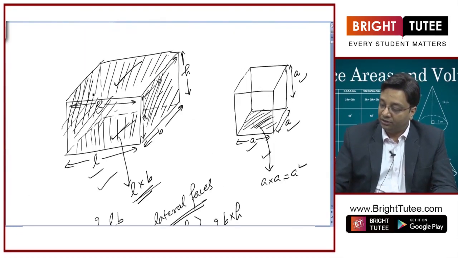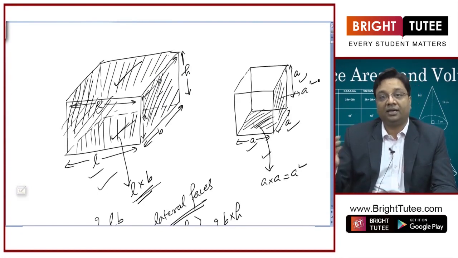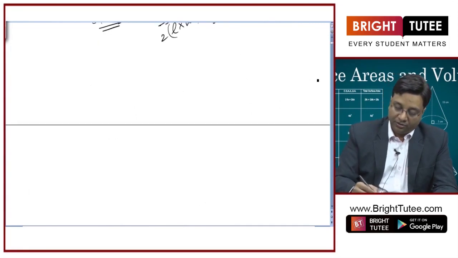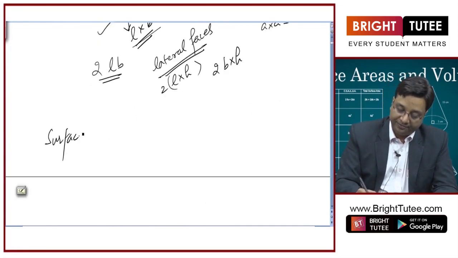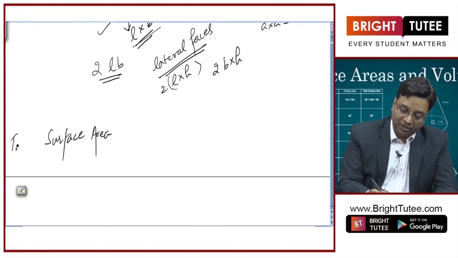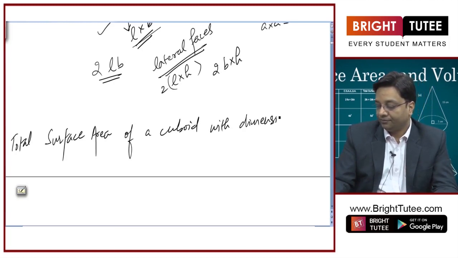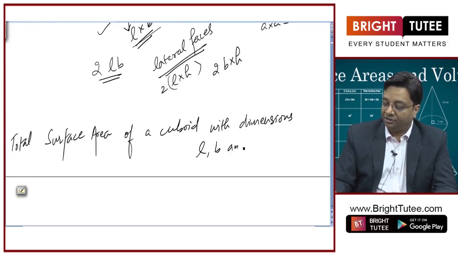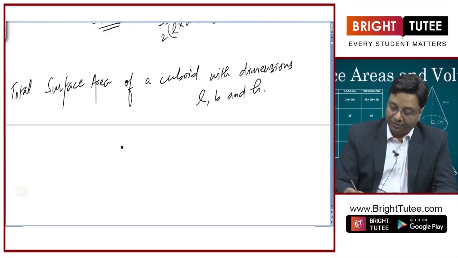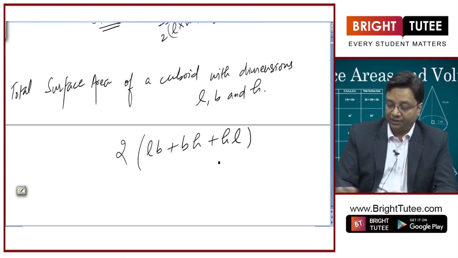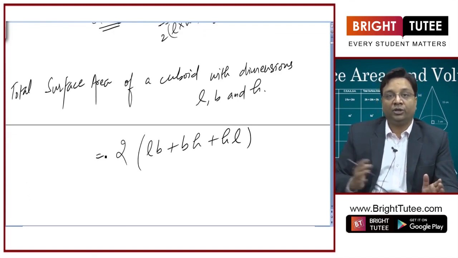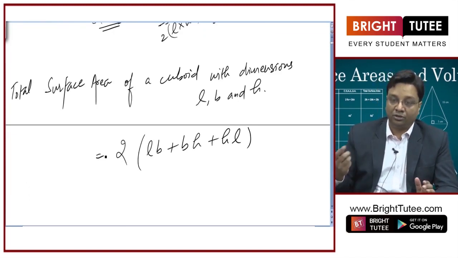In case of a cube, every face will give you an area of A square, because length, breadth and height all are the same, right. So, the total surface area of a cuboid with dimensions L, B and H, right, will be twice of LB plus BH plus HL. So, this is the total surface area of a cuboidal shape or cuboidal room, cuboidal box, anything.